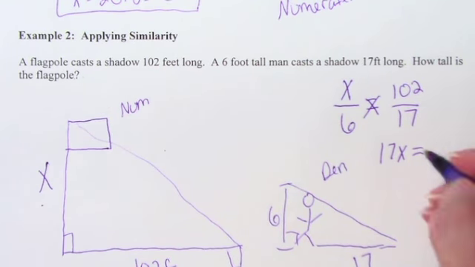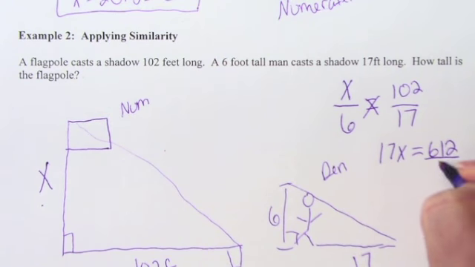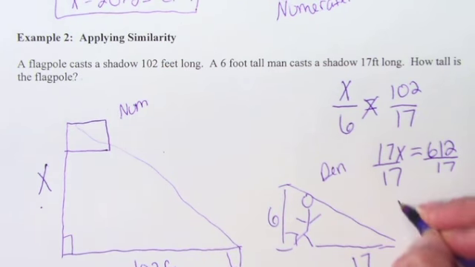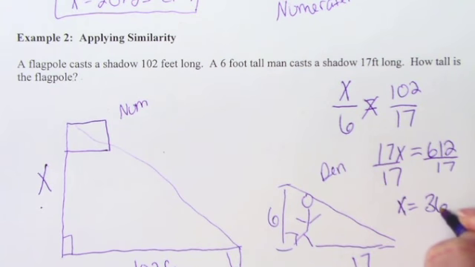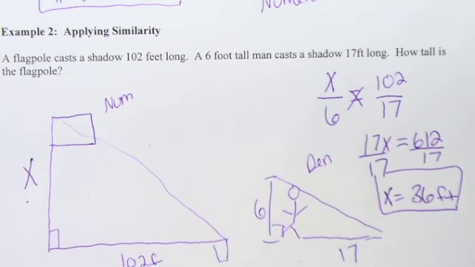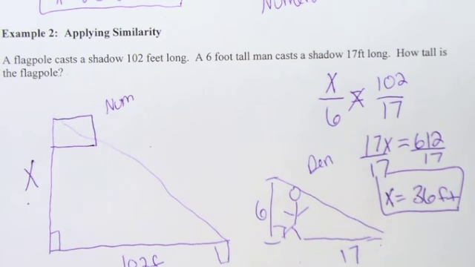$612, and then we divide that by 17, and we get 36. So we get x equals 36. So our flagpole is 36 feet tall. Okay, our flagpole is 36 feet tall. So on these, it's good if you go ahead and draw a picture.